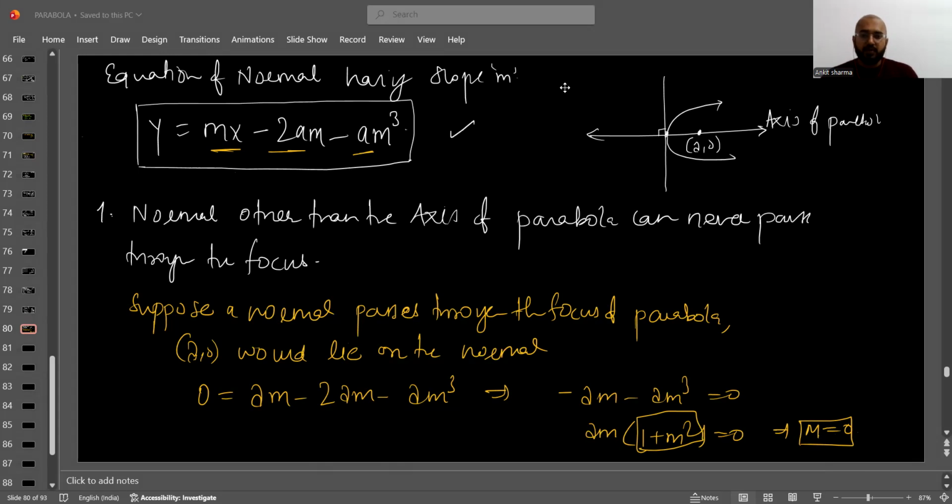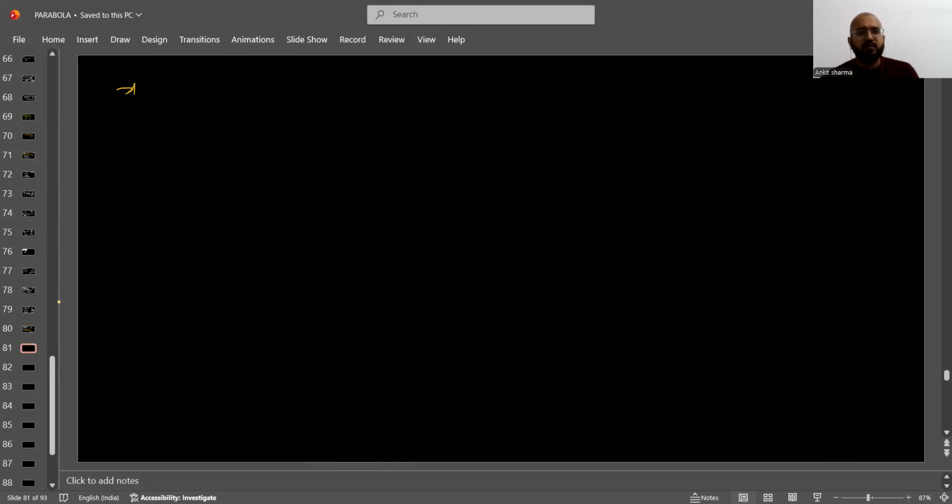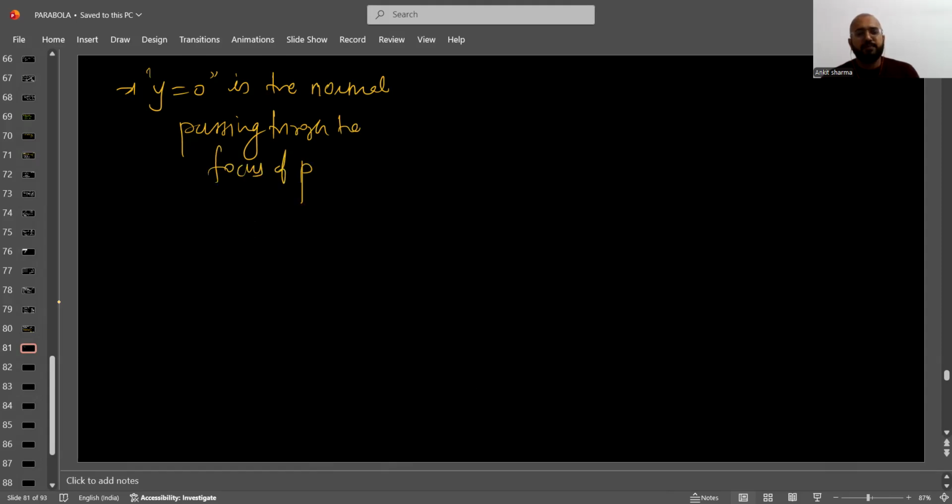So suppose the normal passes through the focus of parabola, we get m is equal to 0. So this implies y is equal to 0 is the only normal passing through the focus of parabola. So that means there won't be any other normal which would pass through the focus of the parabola.